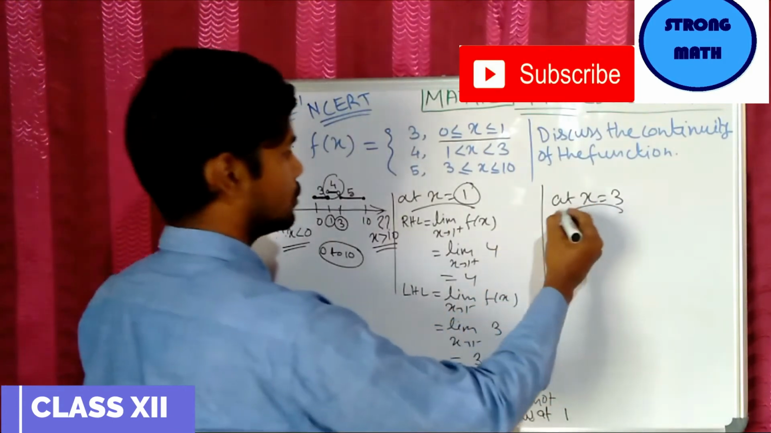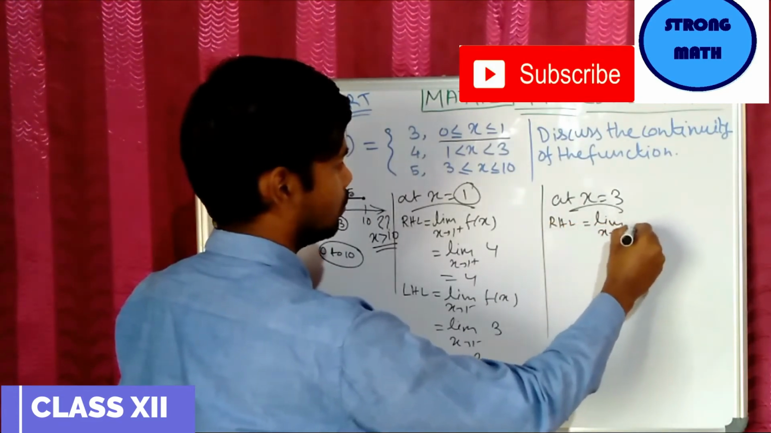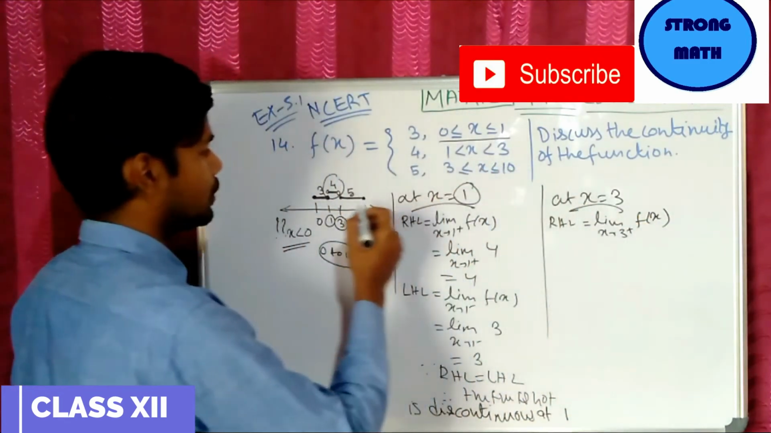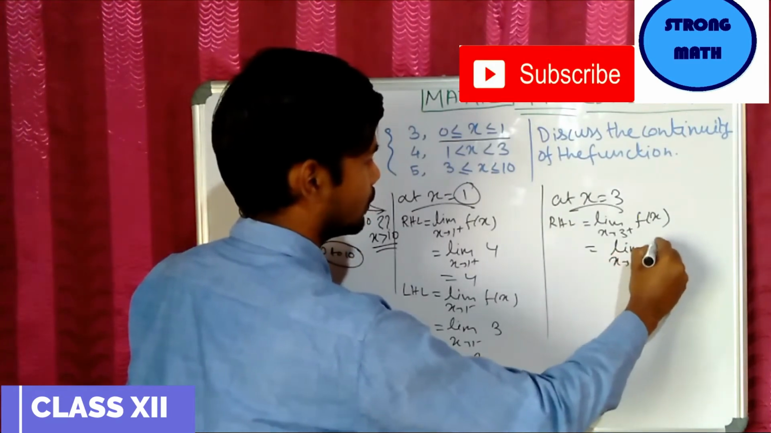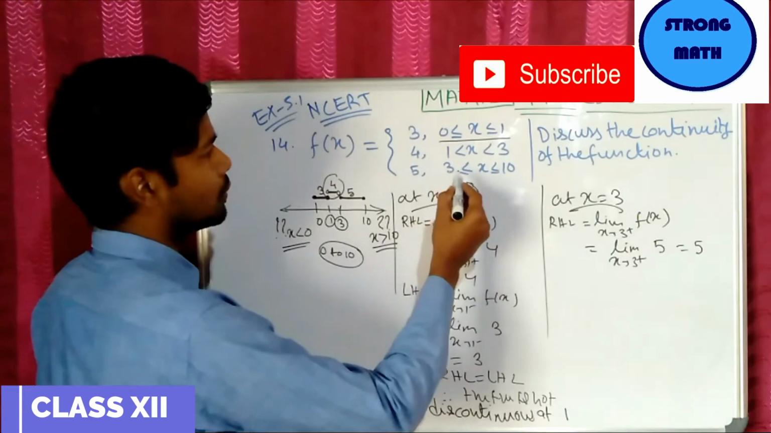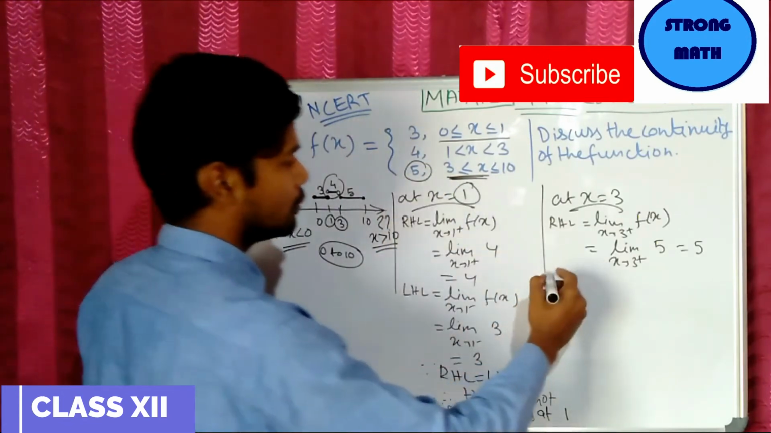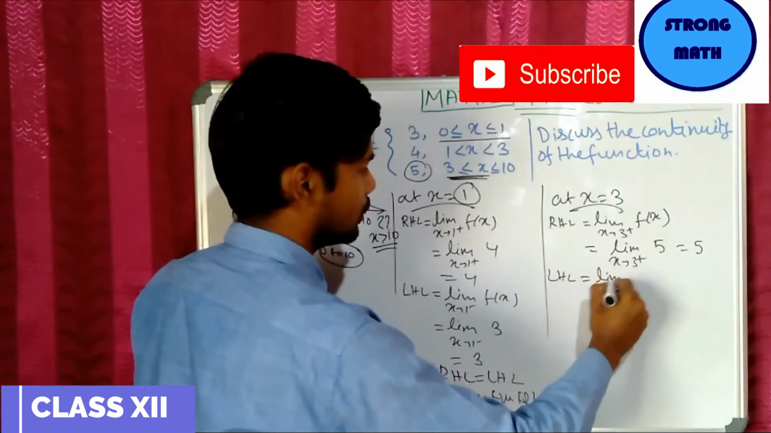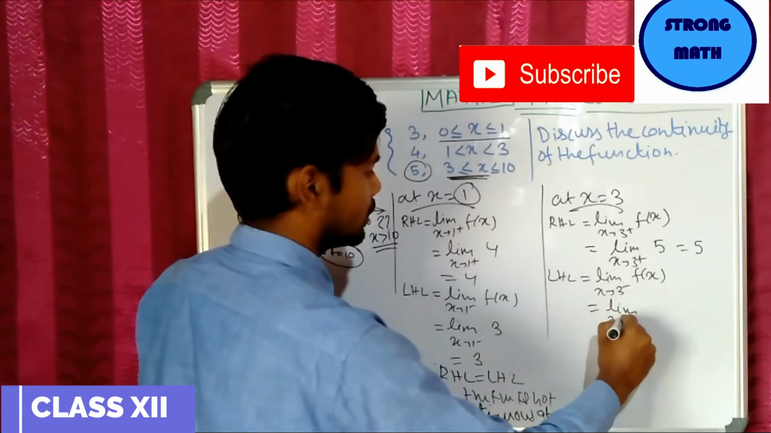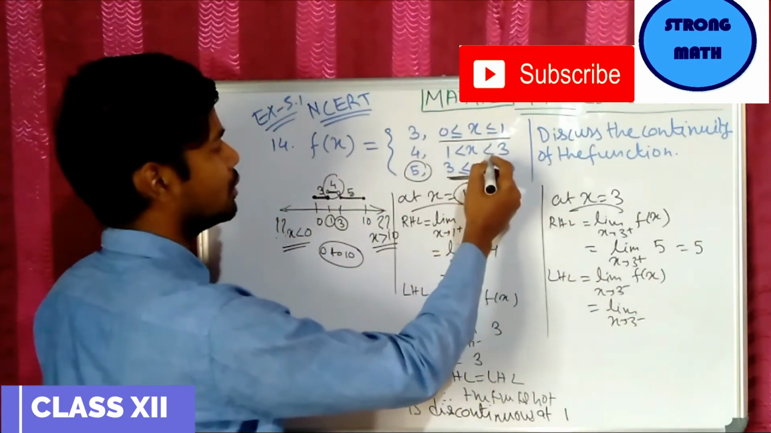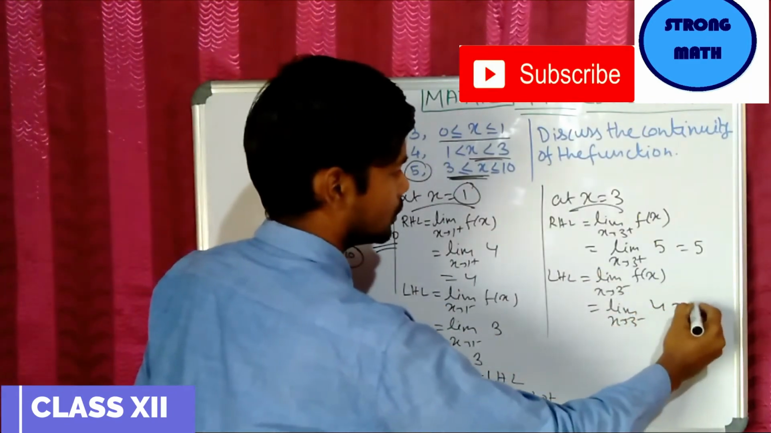Now for x equals 3, right hand limit, limit x tends to 3 plus f x, right hand side of 3 is 5. So limit x tends to 3 plus is 5. Look, right hand side of 3 means x greater than 3. This is x greater than 3, the value is 5. Left hand limit equals limit x tends to 3 minus f x. 3 minus means less than 3. If x is less than 3, the value is 4. Look at here, 4. So this is 4.